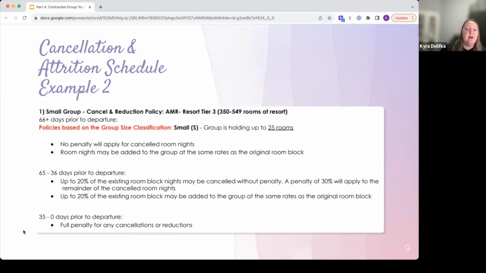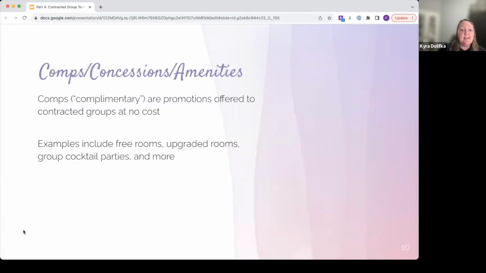Okay, this is just another example. Again, cancellation is the whole group's not going. Attrition and reduction is we don't need all of the rooms that we blocked or all of the room nights that we blocked.